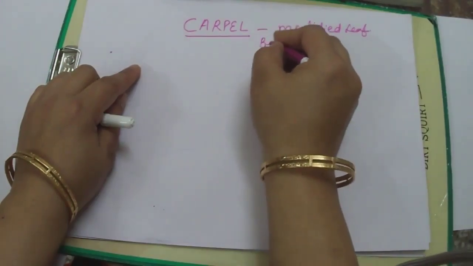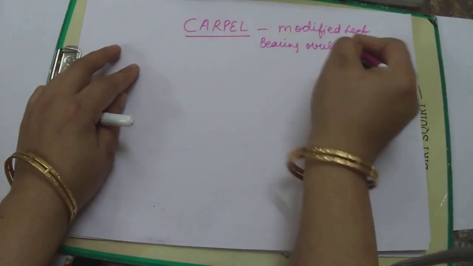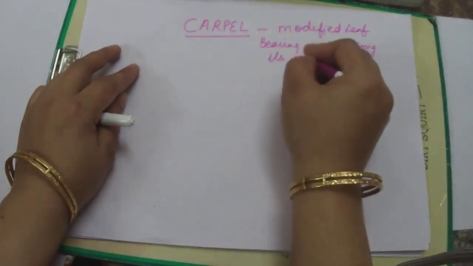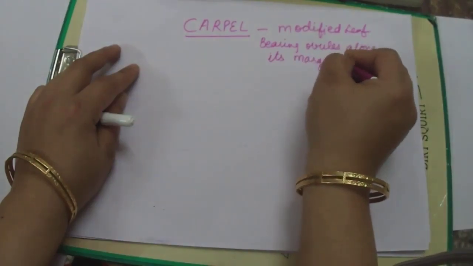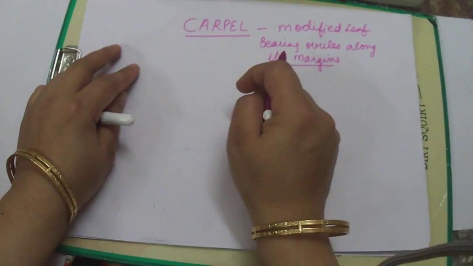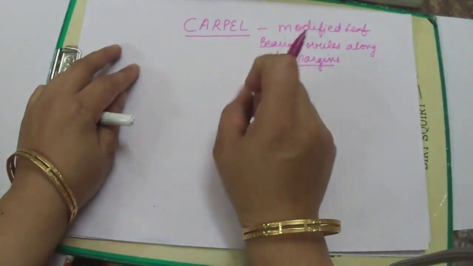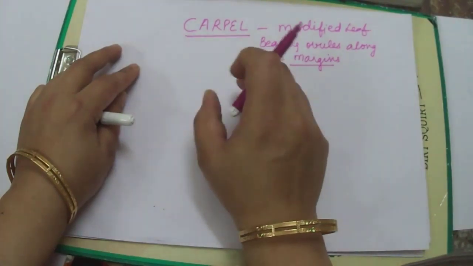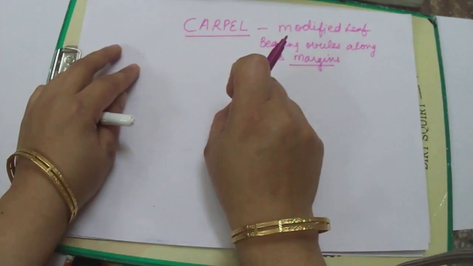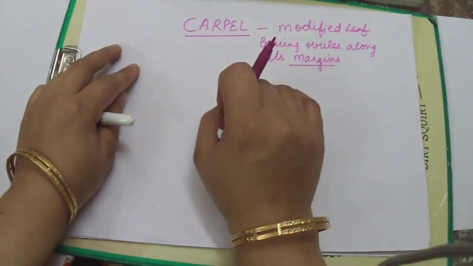Bearing ovules along its margins. It is formed on the receptacle. In plants such as mango, lychee and cashew nut, the ovary contains a single ovule. There are several thousand ovules in a poppy and more than 1 million ovules in the orchids.